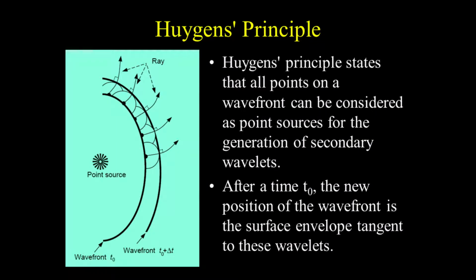Huygens' principle states that all points on a wavefront can be considered as point sources for the generation of secondary wavelets. The points on the wavefront at t0 represent the secondary sources. The semicircles around these points represent the wavefronts.